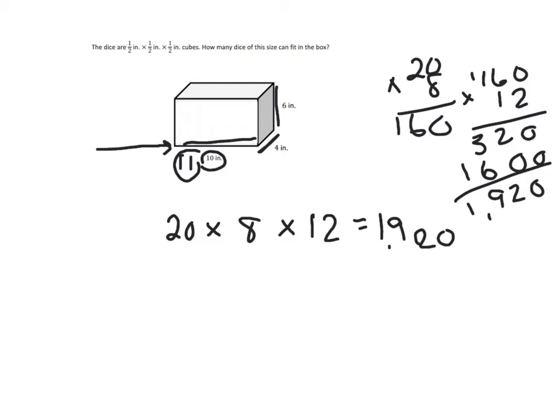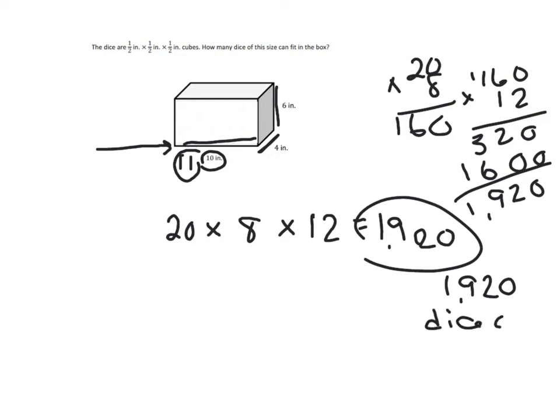1,920 cubes. So how many dice can fit in the box? The answer is 1,920. Sorry, that's messy. That's better. So 1,920 dice can fit in the box.